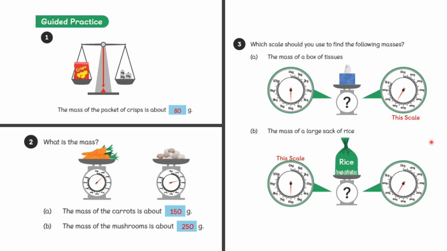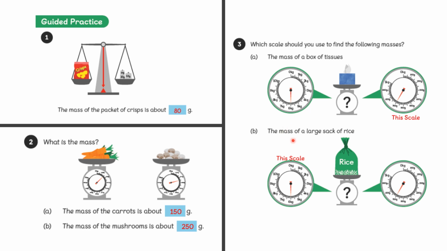Question 3, we needed to choose which scale would be correct to find the mass of each object. So for the tissues, we should have chosen this scale on this side. Why? Because a box of tissues is a lighter object, so we need a scale that's measuring in grams, not kilograms like it is over here.